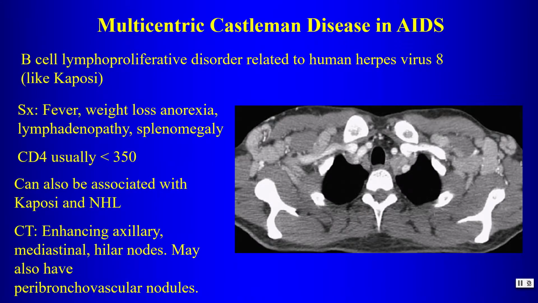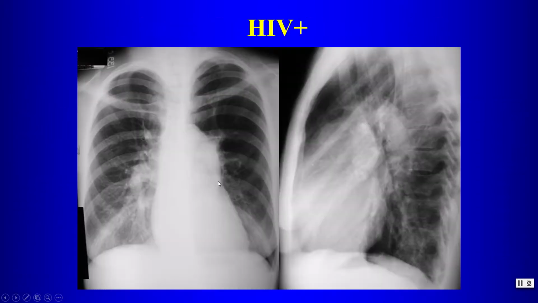This is a B-cell lymphoproliferative disorder. Patients can have fever, weight loss, anorexia, lymphadenopathy, splenomegaly, and the CD4 count tends to be less than 350. Patients will have enhancing lymph nodes in the axilla, mediastinum, and hilar regions. They may also have peribronchovascular nodules associated with this.